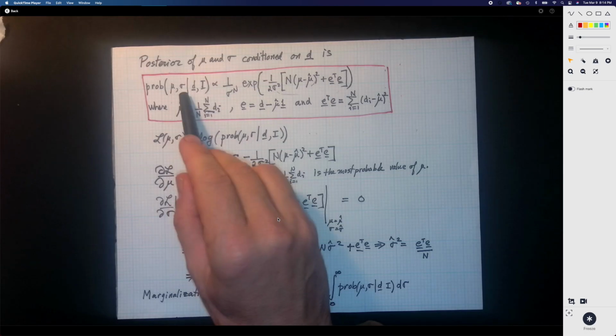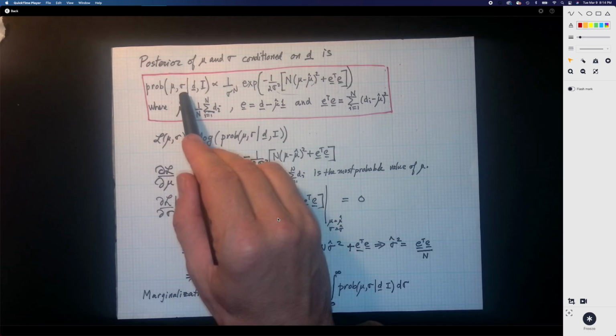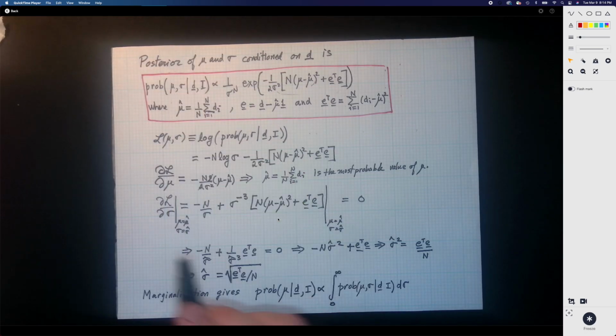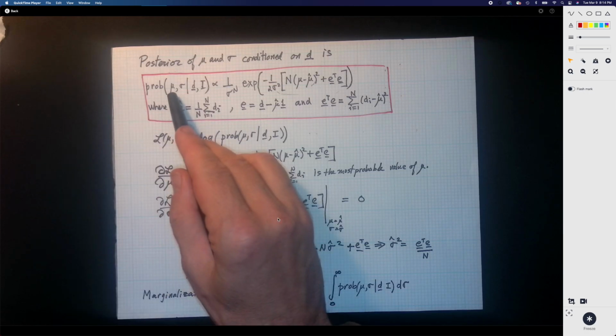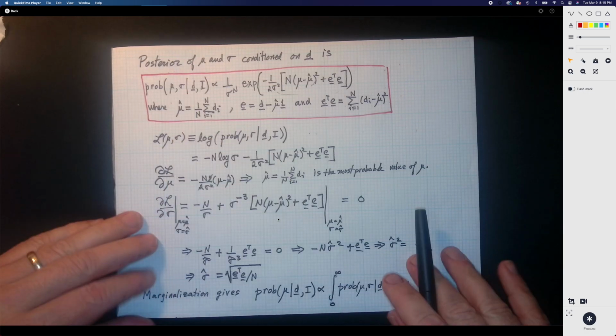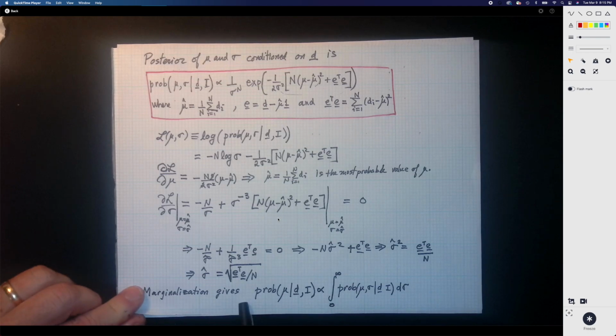So at the end of the last video, I promised I would show how to do the marginalization integral, in which we integrate out sigma from the joint posterior probability for mu and sigma, so that we can get a univariate probability distribution for mu alone. In other words, we want to evaluate this integral.